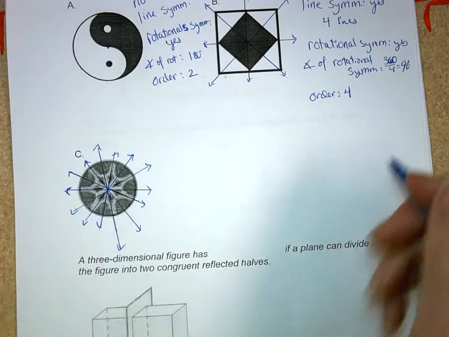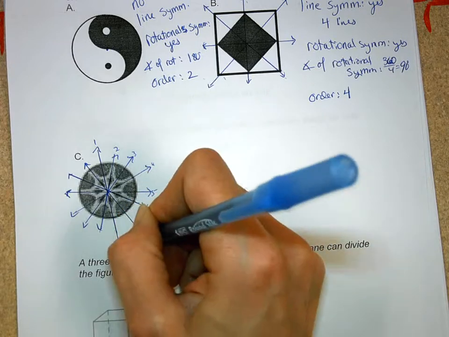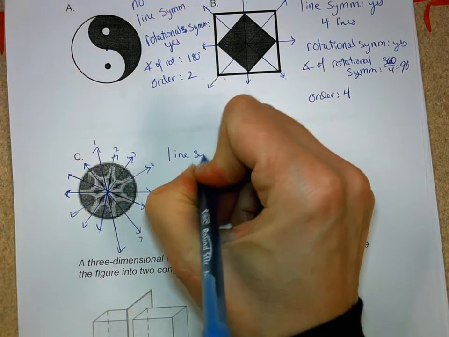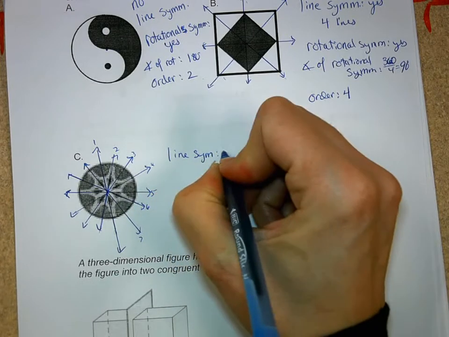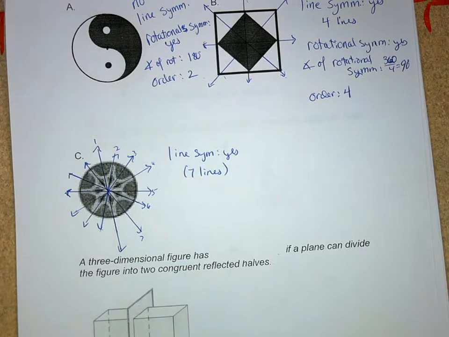All right, so let's count these. I got 1, 2, 3, 4, 5, 6, 7 lines of symmetry. So does it have line symmetry? Oh yes. In fact, 7 lines of symmetry.